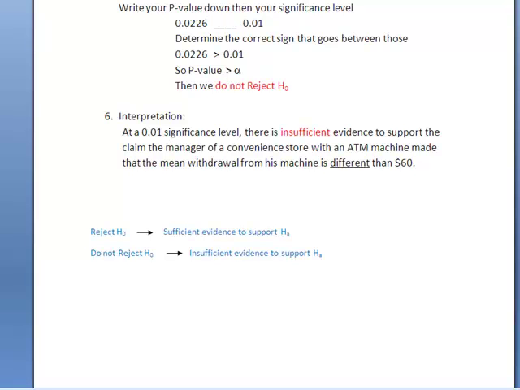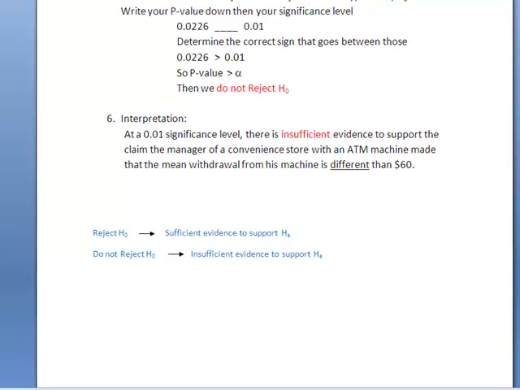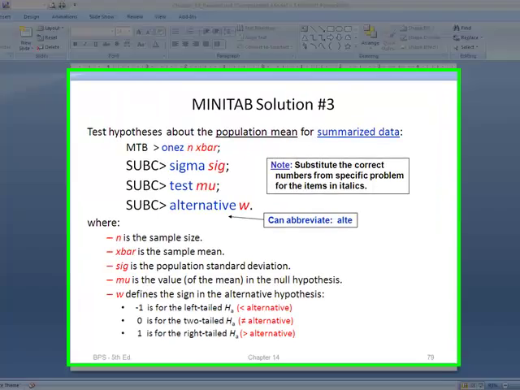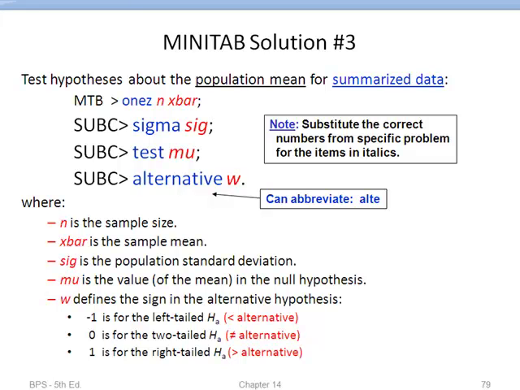Well, MINITAB also has a way for us to do this very same problem. So let's see how we would solve this problem in MINITAB. This is the general MINITAB commands that you would use. You'd say 1Z, then you'd put in your sample size and your sample mean. Then you put a semicolon because you're doing subcommands, because you have to tell MINITAB a couple of things before it completes doing this hypothesis test. Then you're going to write in sigma and give the population standard deviation, semicolon, and then test.